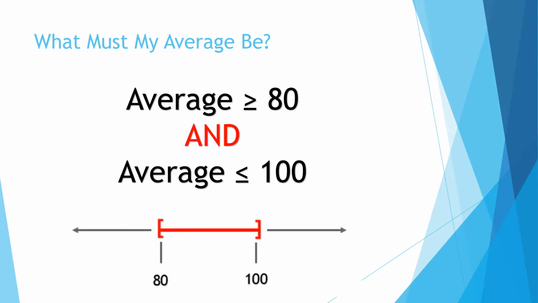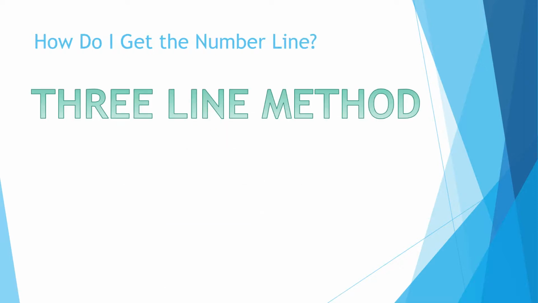So if we were to graph this solution on a number line, we would see that it would be any of the grades between 80 and 100 inclusive. Notice that the endpoints are included and we're using brackets. So how do I get the number line? Well, we're going to use the three-line method.